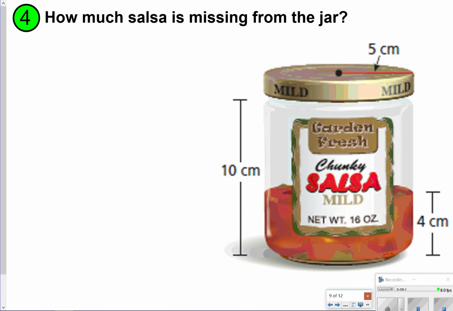Here's an additional one that you're going to try. So this one, it says how much salsa is missing from the jar. So kind of think in mind what did the jar start off with, which was the first height. We'll say height number 1. And then now look at how the height has changed to number 2, and maybe just find the difference between those. Okay, let's go ahead and pause the video here and take some time to try number 4. Once you're done, click play to check your work.